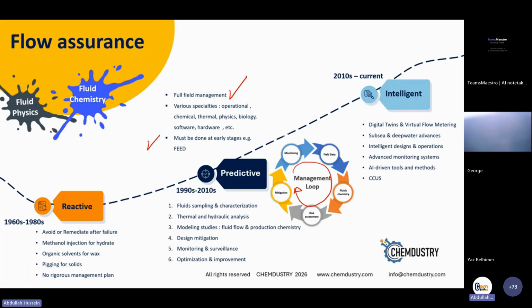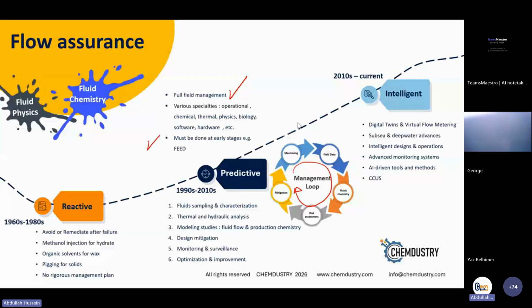And then we apply the mitigation and monitor the system, and that normally goes in the shape of a continuous improvement loop. And we do that with every single production chemistry issue. So this is considered a full field management plan. And normally these studies are done at the earliest stages of the field development, or at the FEED stage. And to do that as well, we need a team, people with different backgrounds and different specialties, to do all of this predictive strategy of flow assurance.